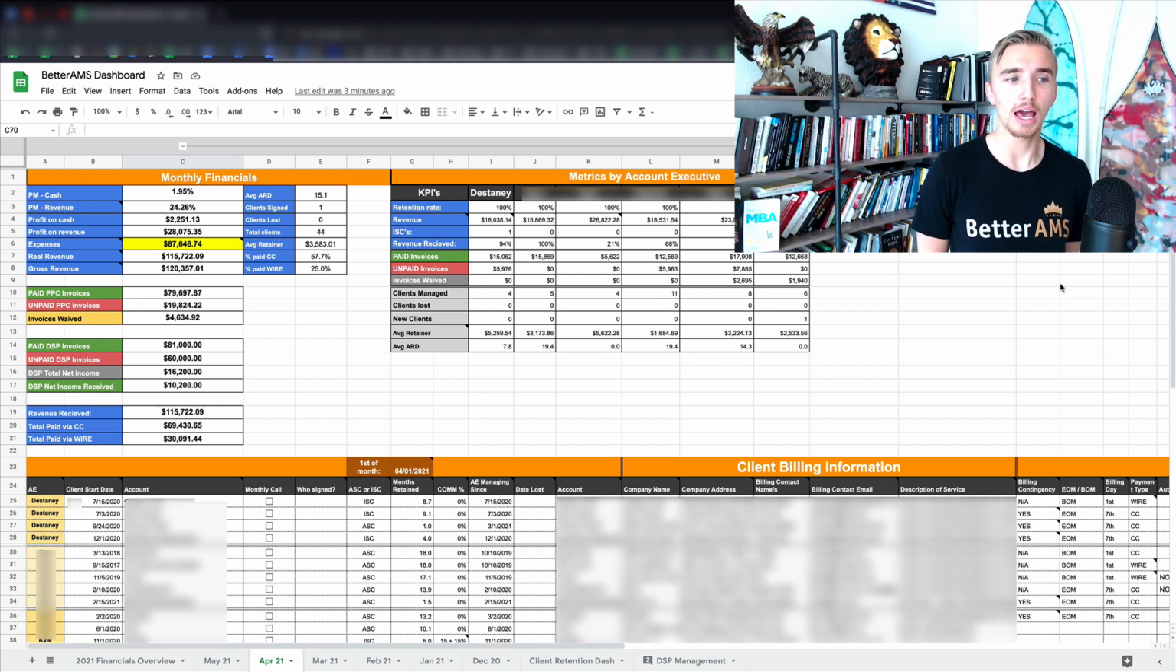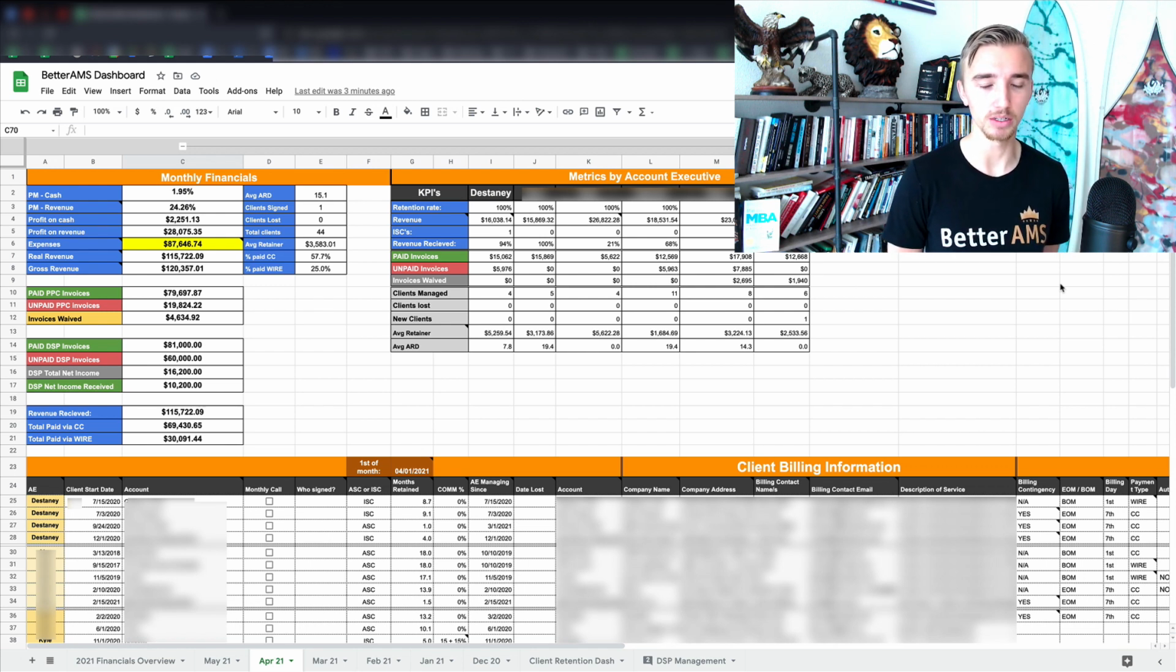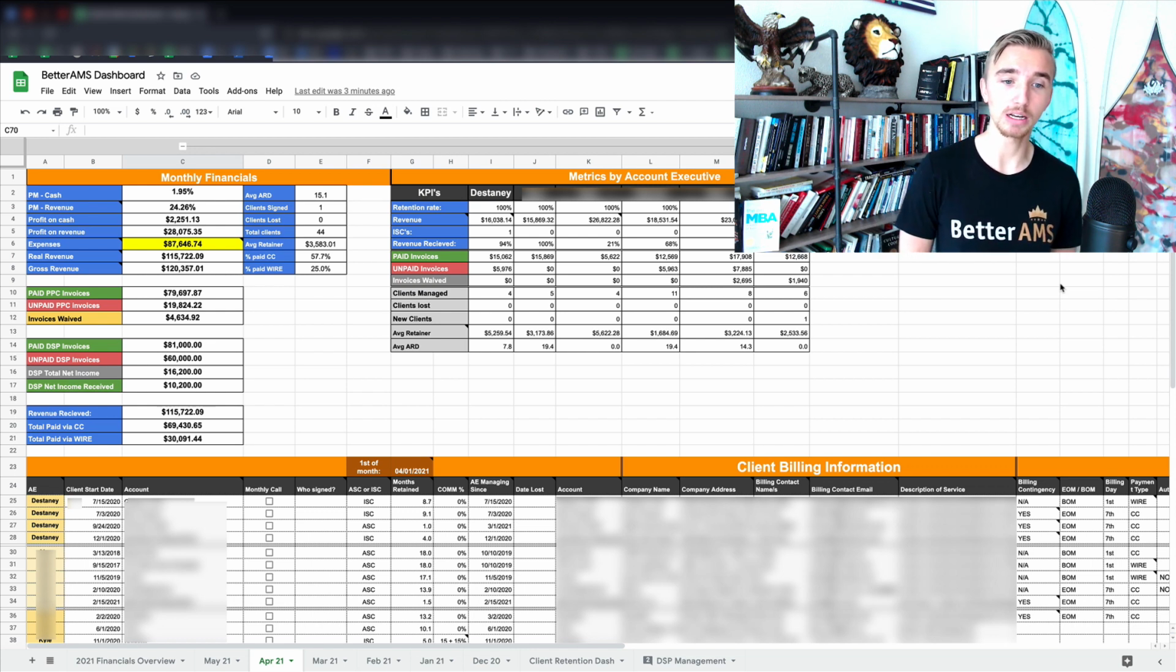which is great. And this is the sheet we use to help us track a lot of different things, finance related and health of business related. Obviously we have a lot of information blurred out because we have all of our client information in here, but just to give you an idea of what is most important. Right now we're looking at April 2021 performance, and in the top left hand corner you're going to see the monthly financials.